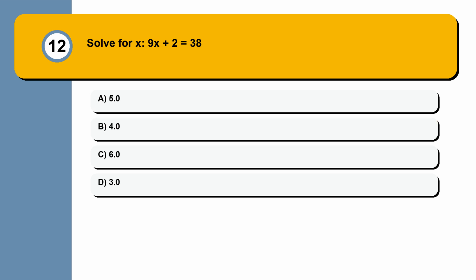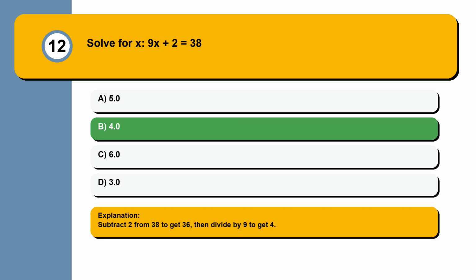Question 12. Solve for x. 9x plus 2 equals 38. 5, 4, 6, 3. Subtract 2 from 38 to get 36, then divide by 9 to get 4.